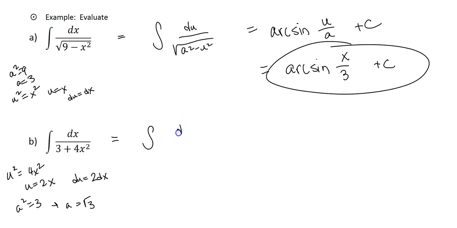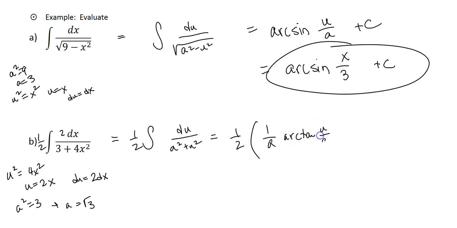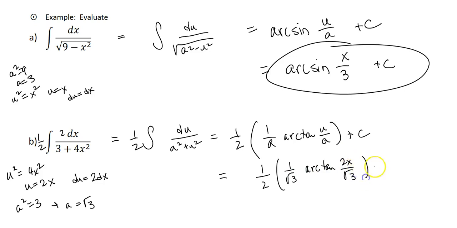So this is almost the integral of, well, we need a 2 and a 1/2. So this is 1/2 times the integral of du divided by a squared plus u squared. So this is going to be 1/2 times 1 over a arc tangent of u over a, all plus c. And then I just need to fill in my a and my u. So this is 1 over the square root of 3 times the arc tangent of 2x over the square root of 3 plus c.